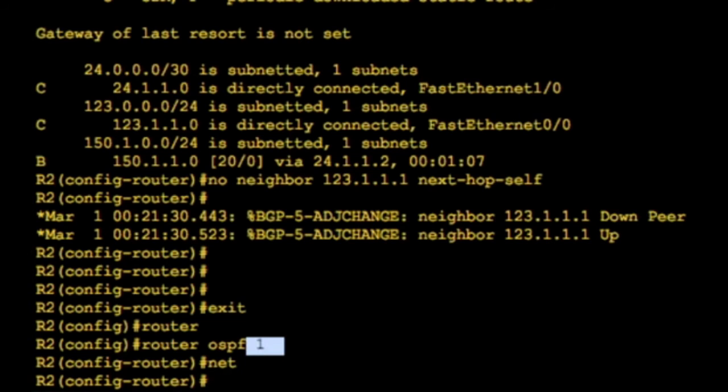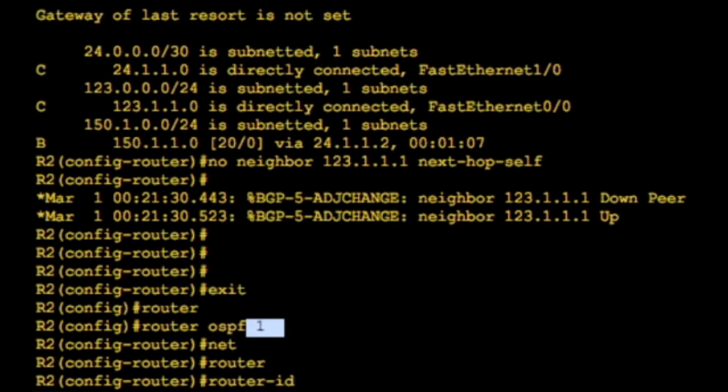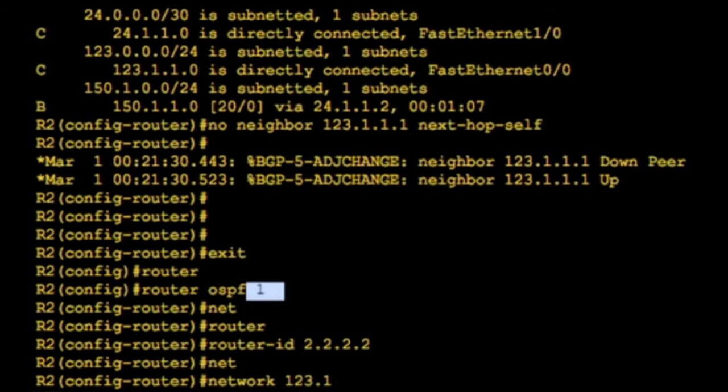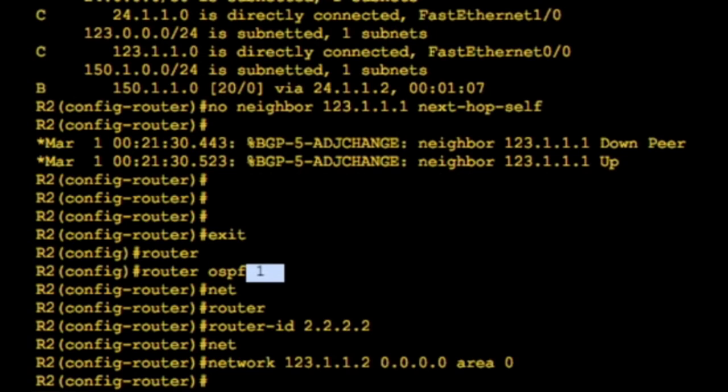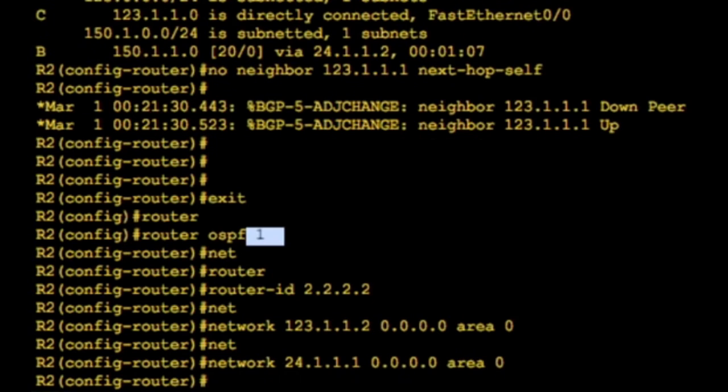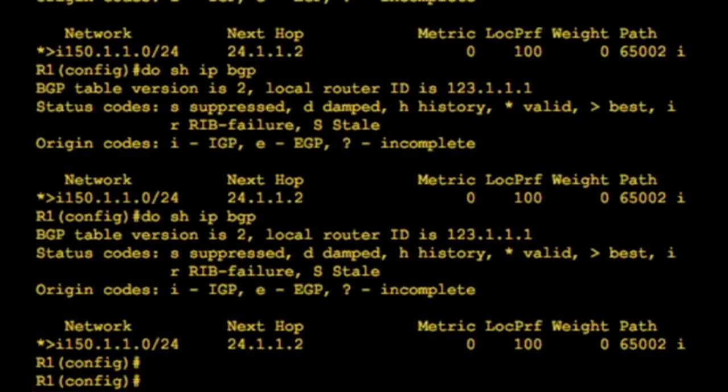In fact, let's do this properly. So we'll do router ID 2.2.2.2, network 123.1.1.2. We'll give it a 32-bit mask, so it's just for that specific interface. We'll put that in area 0, and we'll do the same for network 1.0.0.0 area 0. So we configured OSPF and we're injecting the networks connected closest to R1 and the network closest to R4.